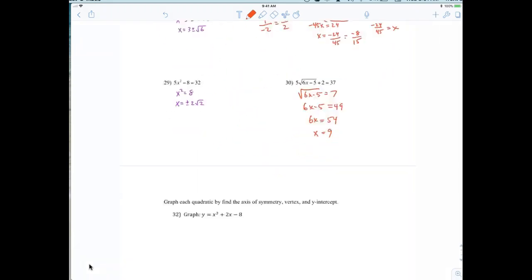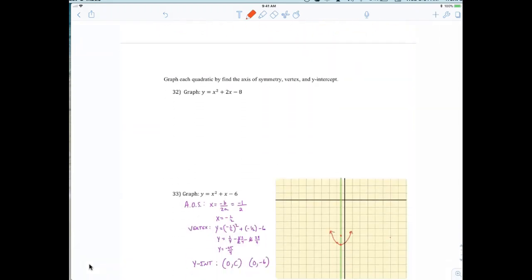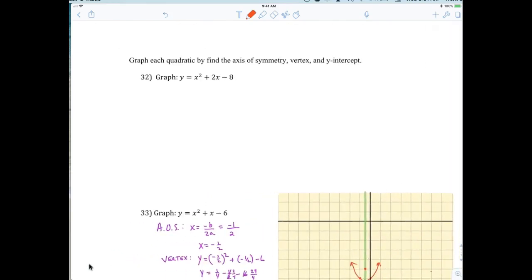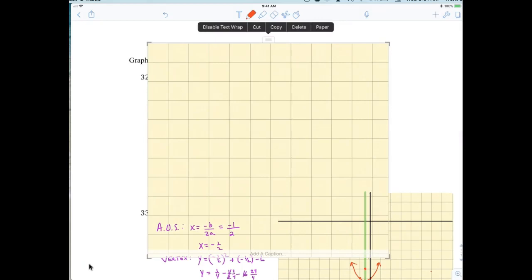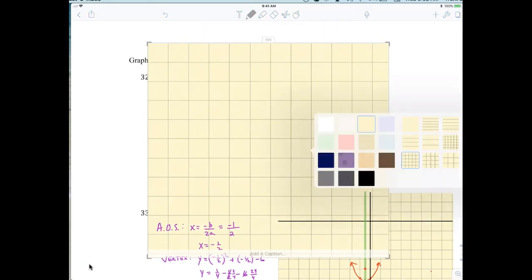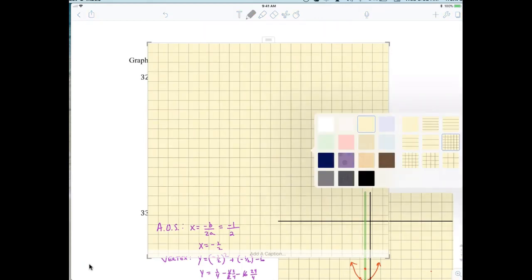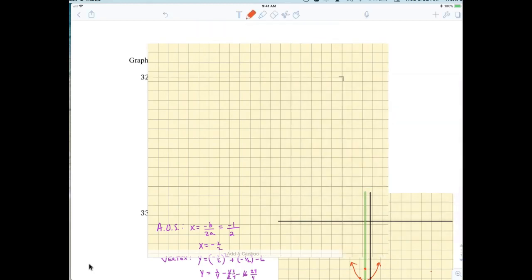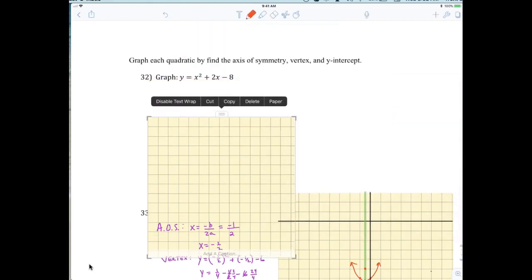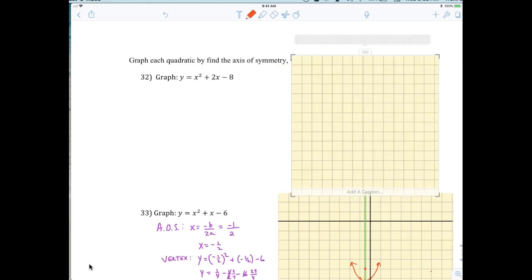All right, here we go. Now we're going to graph. All right. Let's see what comes up.